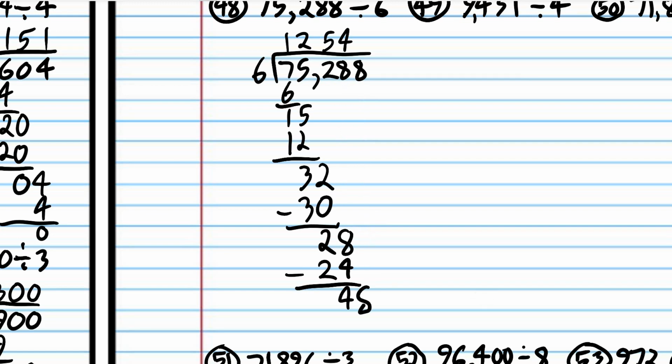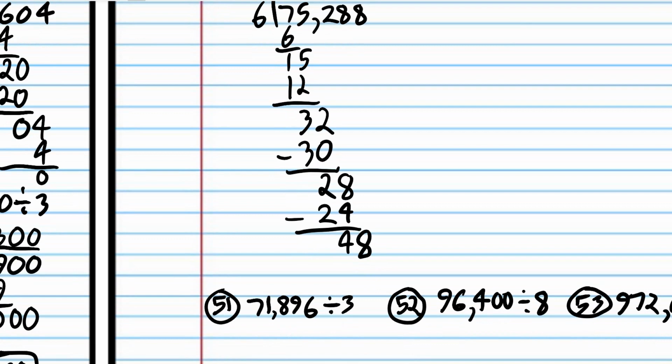As usual, we got to bring down another number. 6 goes into 48 8 times. Put your 8 above that 8 there. And 6 times 8 is 48 exactly. And 48 minus 48 is 0.